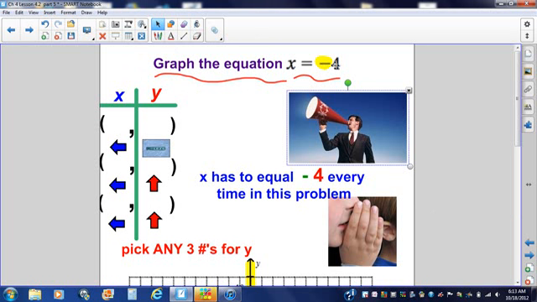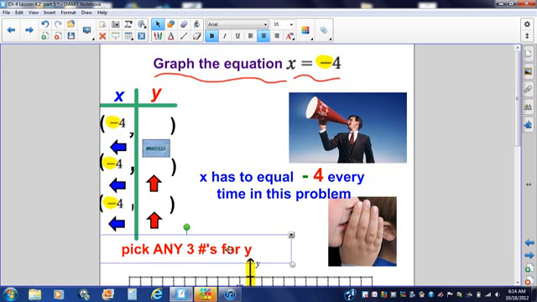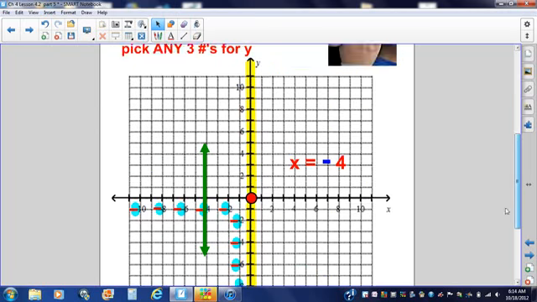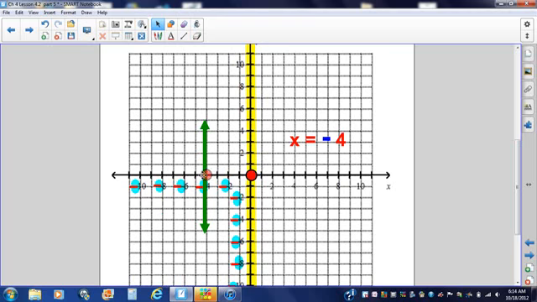Draw yourself a T-chart. Since x equals -4, we're going to put -4 underneath x every time. Pick any 3 numbers that you want for y. I'm going to pick 0, 1, and 2. I'll graph the first ordered pair. Since it's negative, I'm going to go left. I'll go left 4 and I will freeze because it's 0.